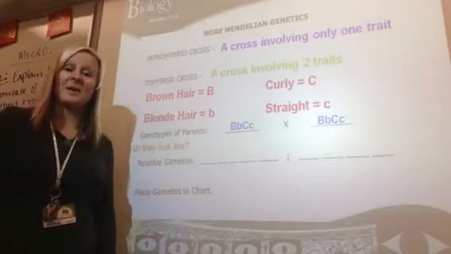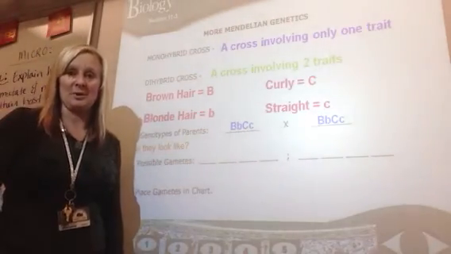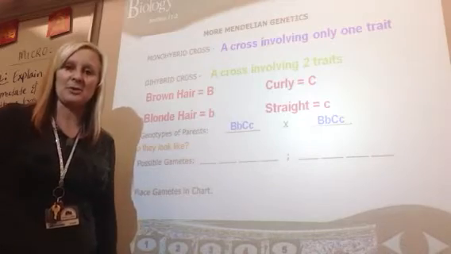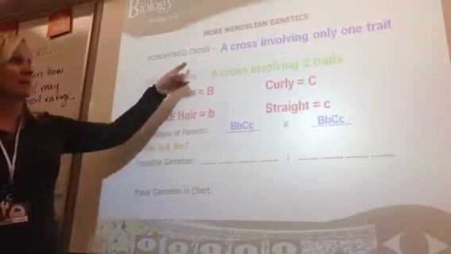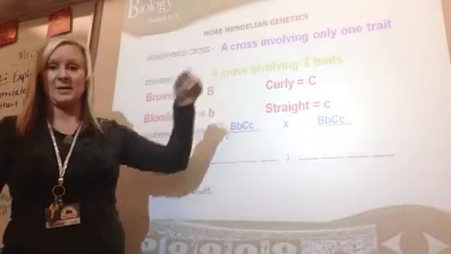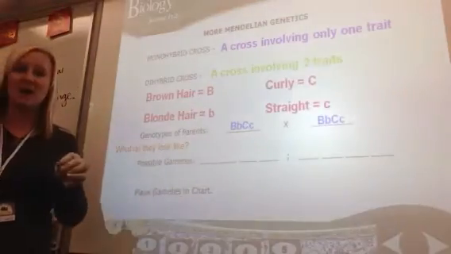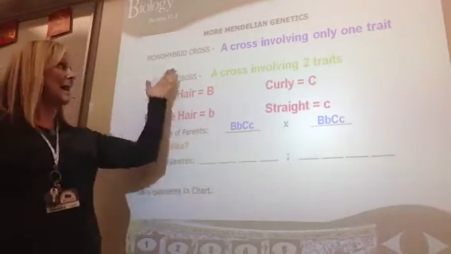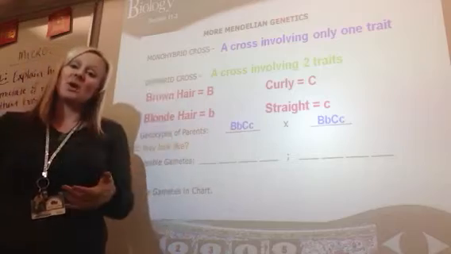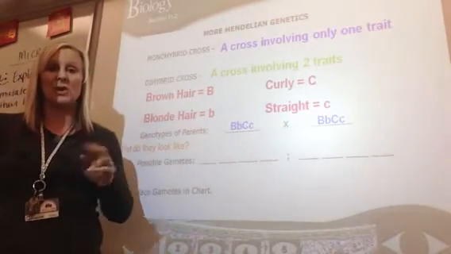All right, so here's the deal. We just learned how to do monohybrid crosses. And monohybrid crosses are crosses that involve using only one trait. Okay, so that's the key, mono, one. A dihybrid cross, on the other hand, is a cross that involves using two traits.